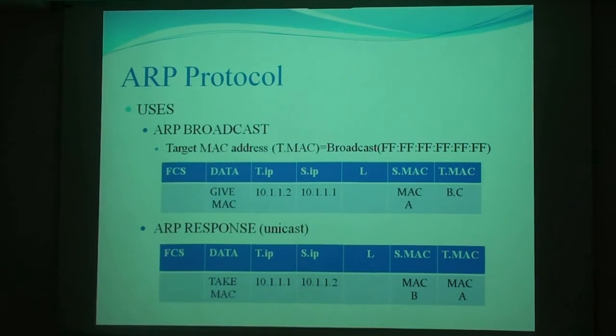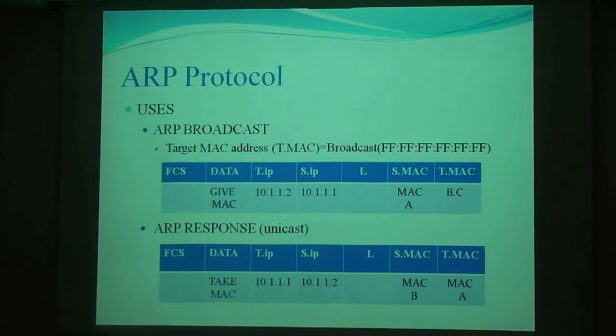Here data, that is give MAC, is sent by the host A. Target IP here is the IP address of host B, and source IP is the IP address of host A. Source MAC is the MAC address of host A, and target MAC here in this case is broadcast because it doesn't know the MAC address of host B.